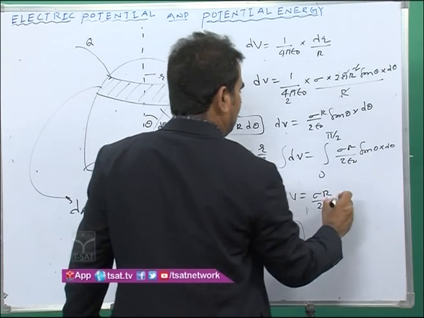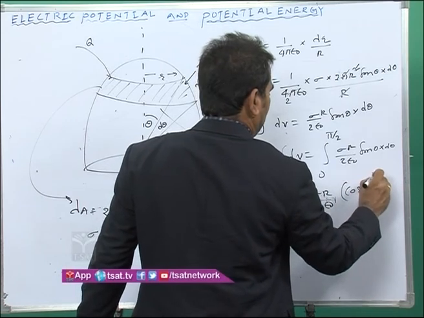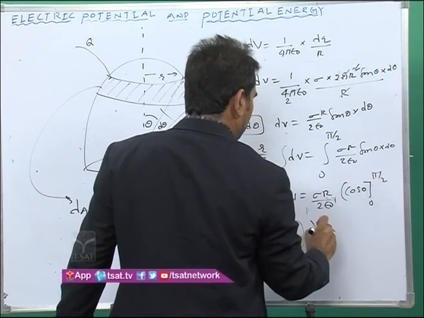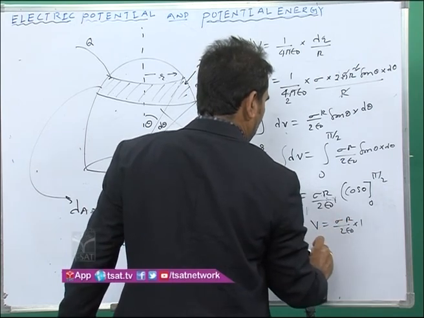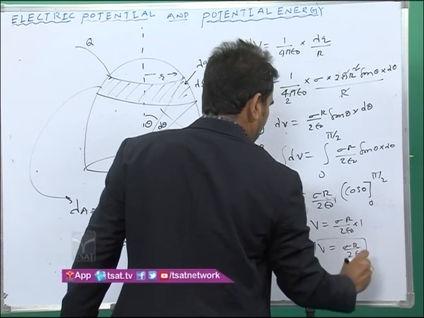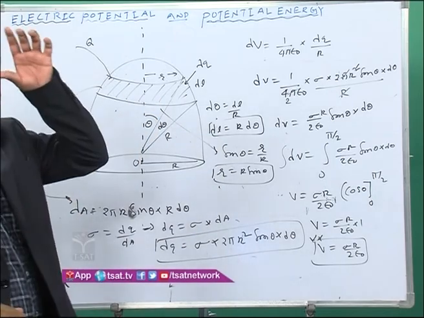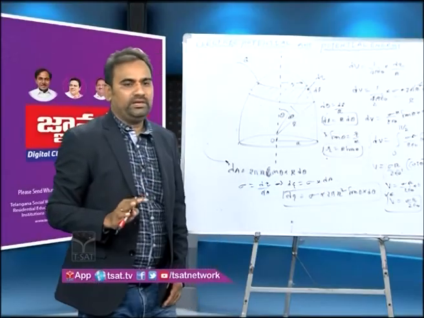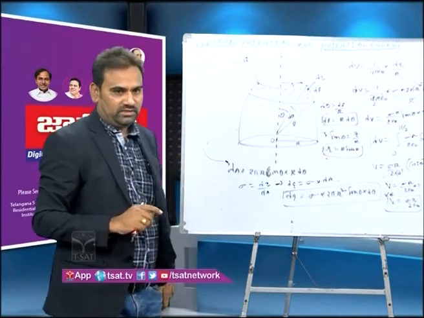Integration of sin theta is nothing but minus cos theta between the limits of 0 to pi by 2. So, this value is 1. Therefore, V is equal to sigma r upon 2 epsilon naught into 1, that is V is equal to sigma r upon 2 epsilon naught. This is the total potential at the center due to the hemisphere. So, it is a very important model for mains and advanced.